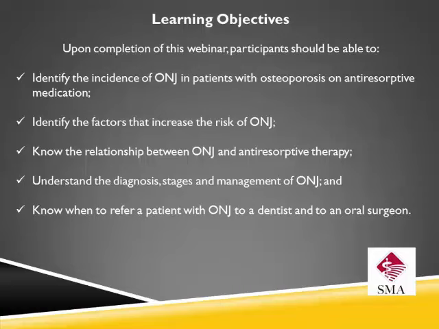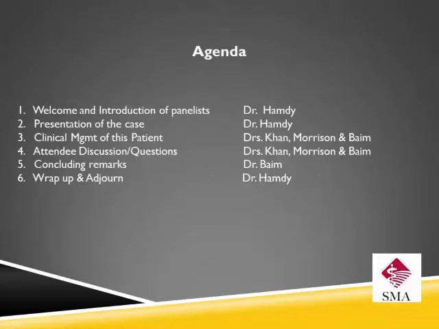The second objective is to identify the factors that increase the risk of ONJ. Third objective is to know the relationship between ONJ and anti-resorptive therapy. We also hope to cover the diagnosis, stages, and management of osteonecrosis of the jaw. And the last objective is to know when to refer a patient with ONJ or potential ONJ to a dentist or oral surgeon. In the next slide, you have the agenda. It is fairly straightforward, and I hope you'll be able to follow it.